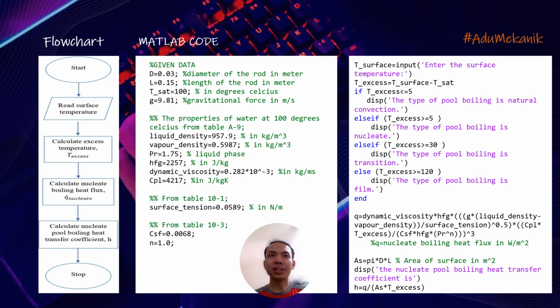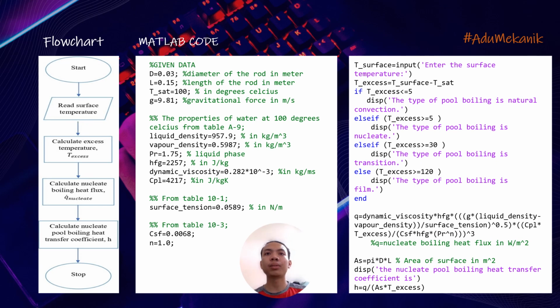The next slide is about the flowchart and MATLAB code. Flowchart is the graphical representation of our algorithm. So for the oval shape icon, we use it for the start command, and then using the parallelogram shape, which means the input of the data, we put the command to read the surface temperature, and then the processing command is represented in a rectangular shape icon.